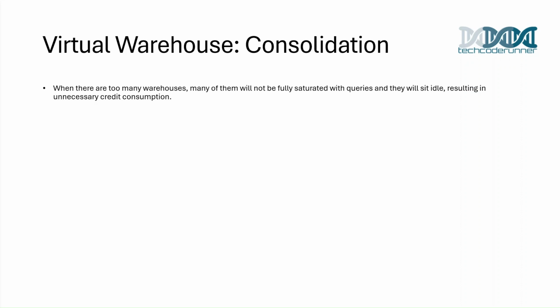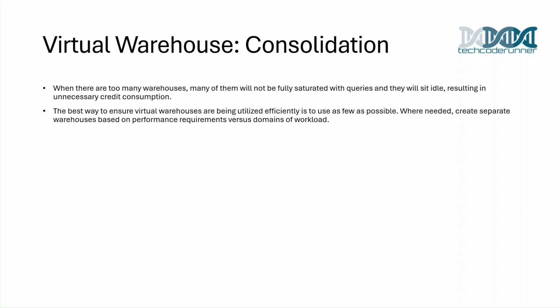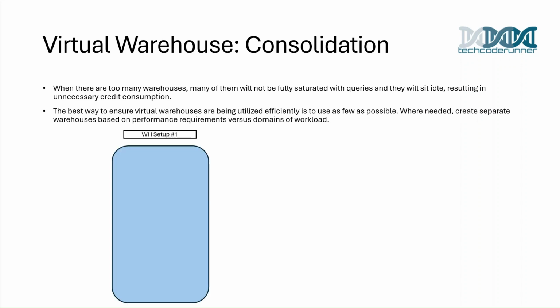Let's consider that when there are too many warehouses, many of them will not be fully saturated with queries and will sit idle, resulting in unnecessary credit consumption. The best way to ensure virtual warehouses are being utilized efficiently is to use as few as possible. Wherever needed, create a separate warehouse based on performance requirement versus domain of workload. Let's understand this with some graphical representation.